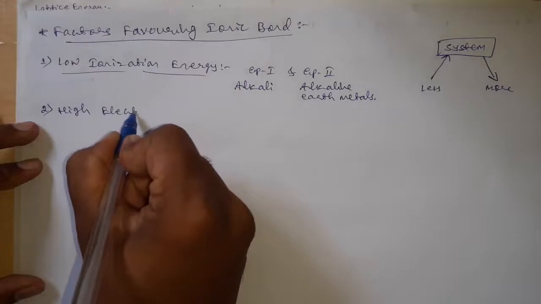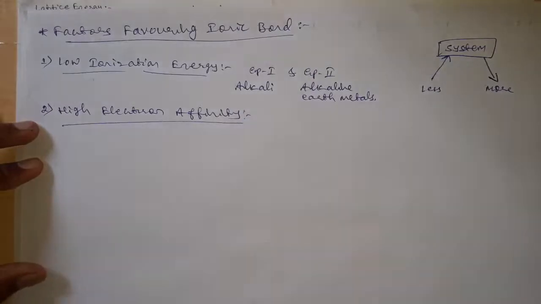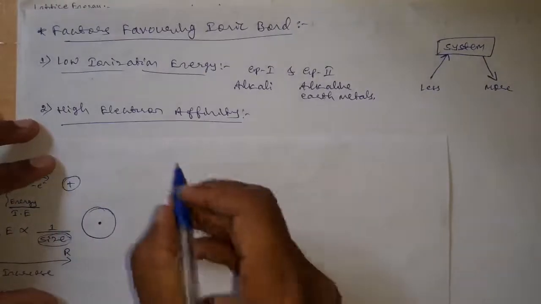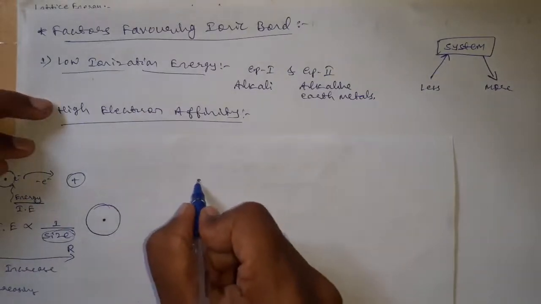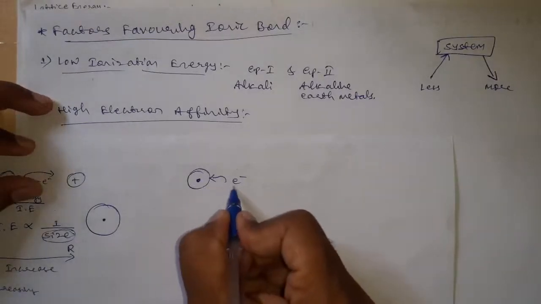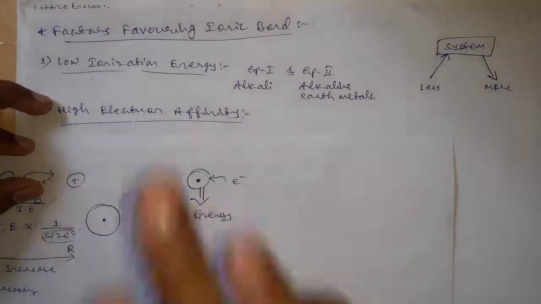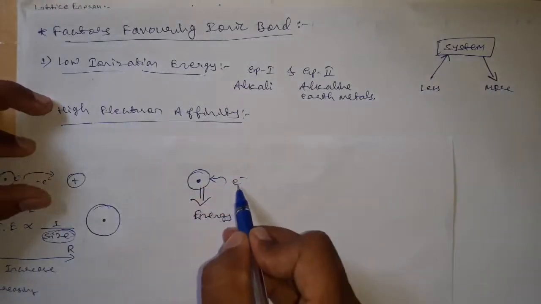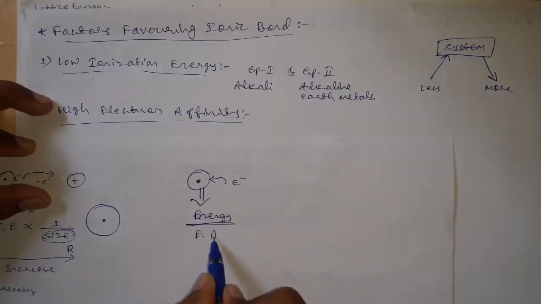High electron affinity. Then again, what do you mean by electron affinity? Here in ionization energy we have removed one electron. Now in the next step we are adding that electron to another atom. In the addition of this electron, this atom is releasing some amount of energy. Then we can define electron affinity as the amount of energy released when an electron is added to a neutral gaseous atom. This energy is called electron affinity.